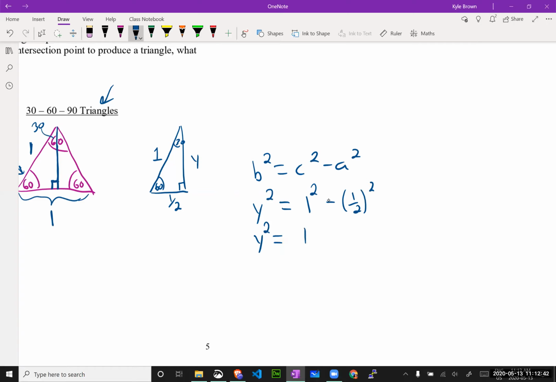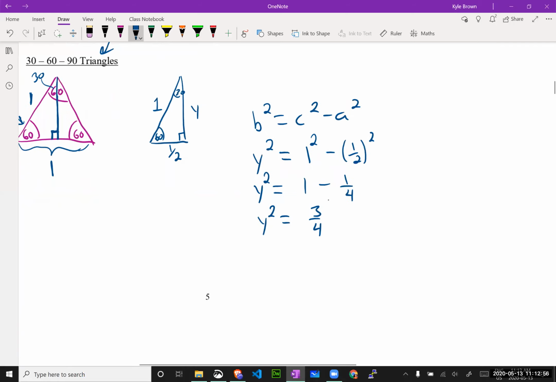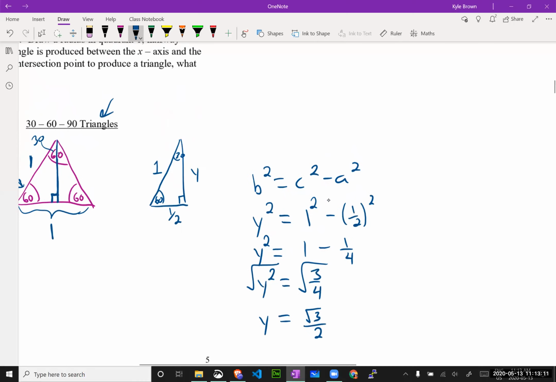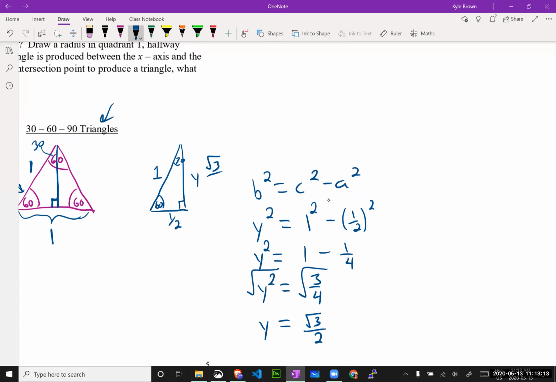Okay, and then 1 minus a quarter, so y squared is going to be equal to 3 over 4. Okay, and then I'm almost done. I'm going to take the square root of both sides. So we get y is equal to root 3 over, and then the square root of 4 is 2. So there, we found all of our pieces, right? So it's root 3 over 2. That's what this is, root 3 over 2.